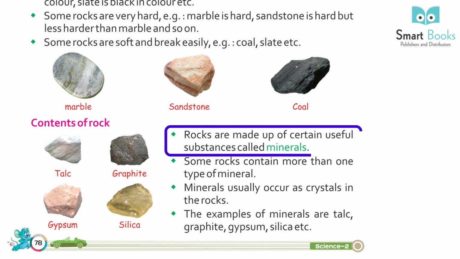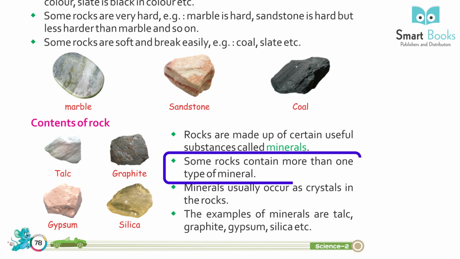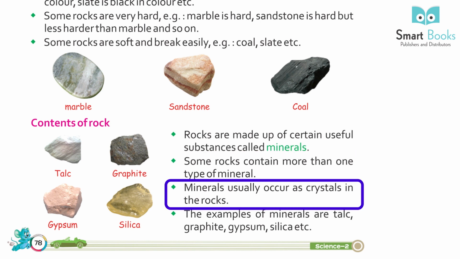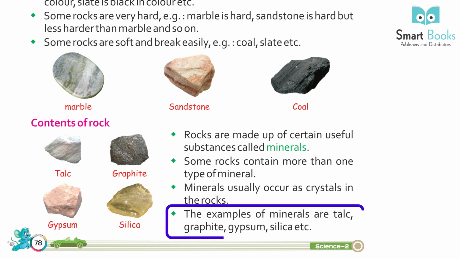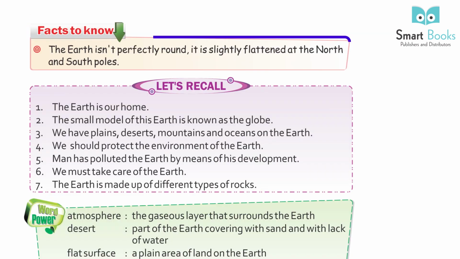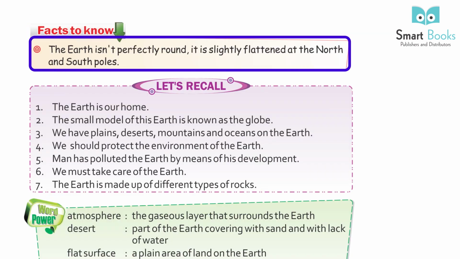Contents of rock. Rocks are made up of certain useful substances called minerals. Some rocks contain more than one type of mineral. Minerals usually occur as crystals in the rock. The examples of minerals are talc, graphite, gypsum, silica, etc. Facts you know. The Earth is not perfectly round. It is slightly flattened at the north and south poles.